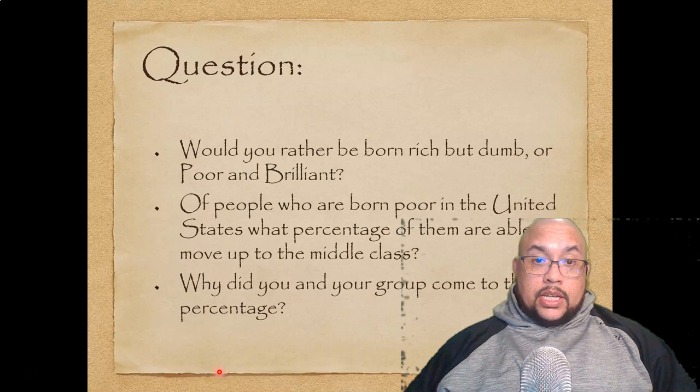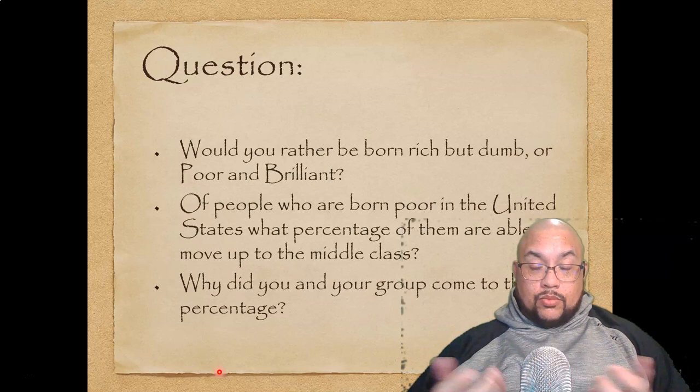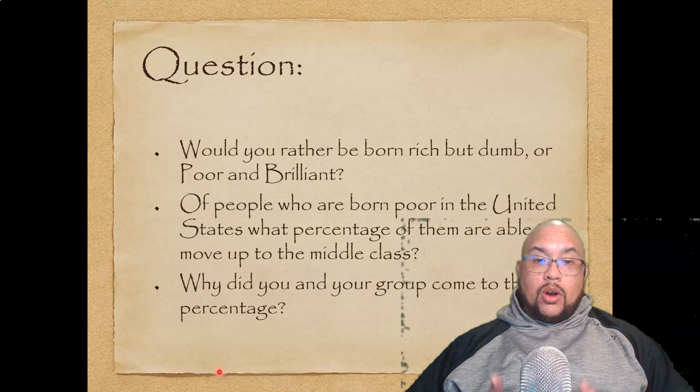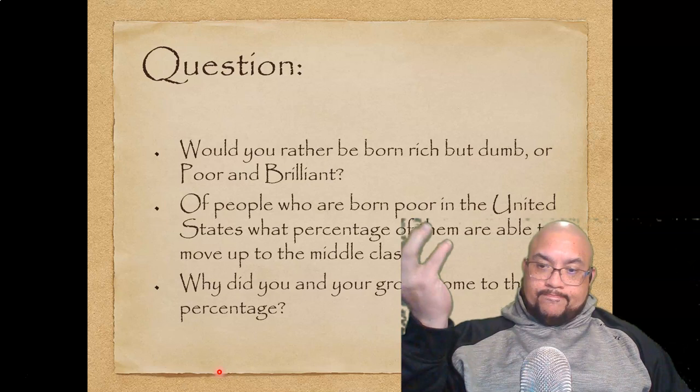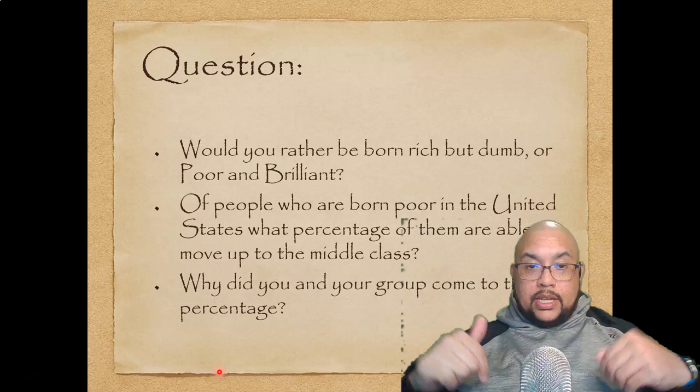Second question. This is largely you're just guessing, unless you know. I couldn't imagine that you would, but of the people who are born poor in the United States, what percentage of them are able to move up to middle class? Give me the percentage that you think that is present day in the United States right now.